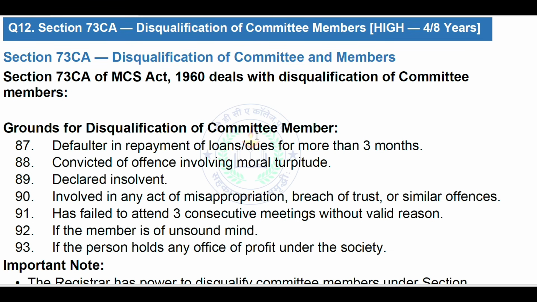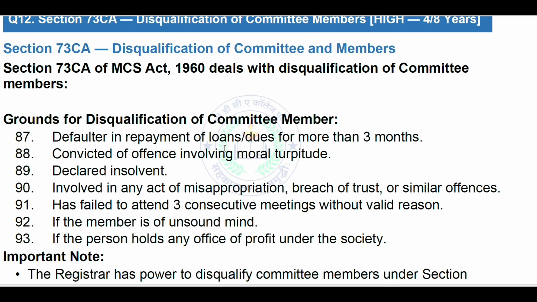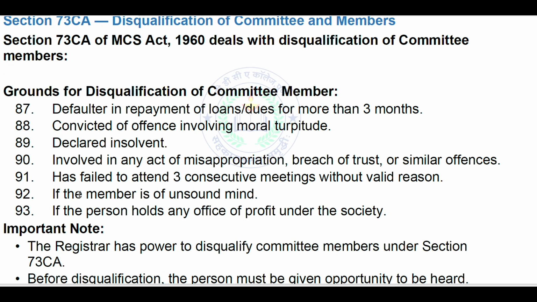Grounds for disqualification of committee members: defaulter in repayment of loan dues for more than 3 months, convicted of an offense involving moral turpitude, declared insolvent, involved in any act of misappropriation, breach of trust, or similar offenses, has failed to attend 3 consecutive meetings without valid reason, if the member is of unsound mind, or if the person holds any office of profit under the society.